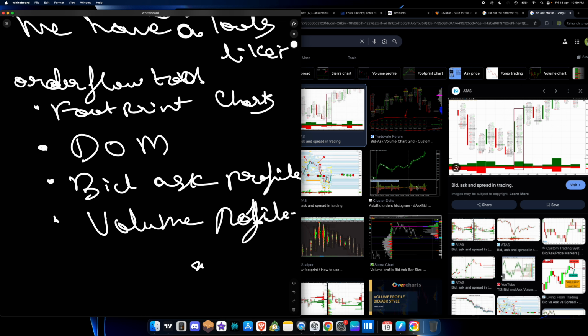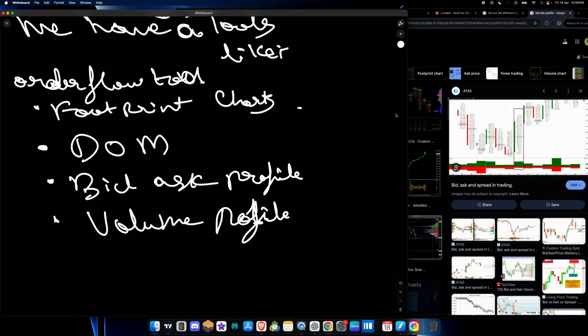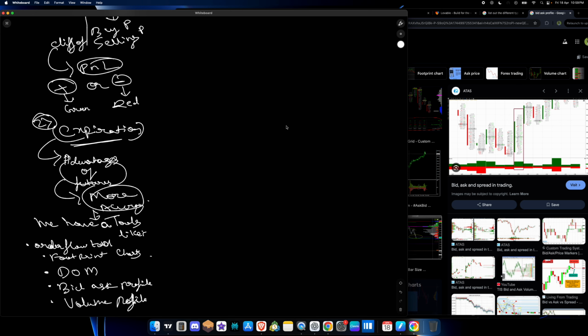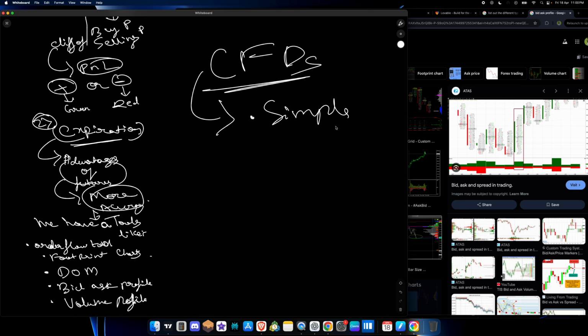So if you want accuracy, you can trade futures. But let's say you are a complete beginner and you don't want this kind of hassle, you can start with CFDs, because first of all, it's simple trading. You don't have to complicate things, you don't have this order flow kind of thing. It's simple, but it cannot be as accurate.